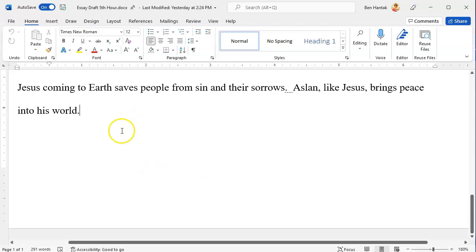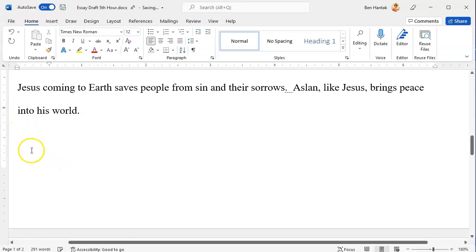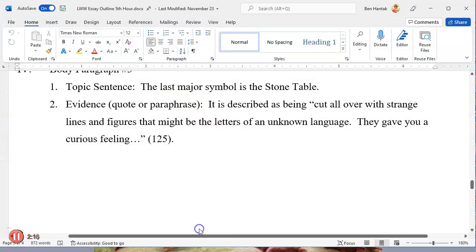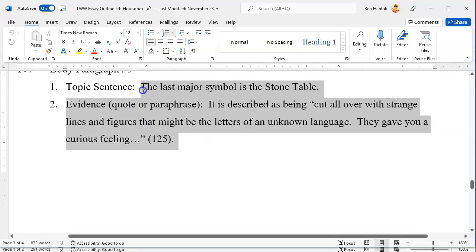We do have another body paragraph coming up. So for those of you following along on paper, we're going to go down to the next line and indent, just like the computer did for me. And let's copy in the next body paragraph. The stone table we decided to write about.